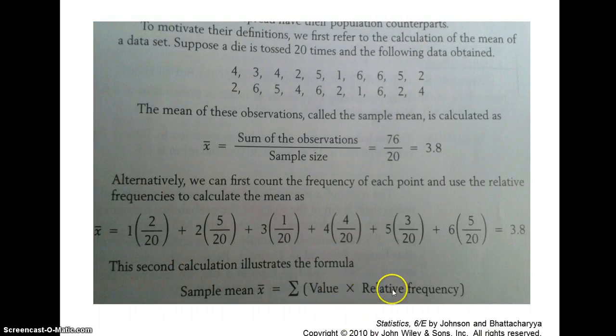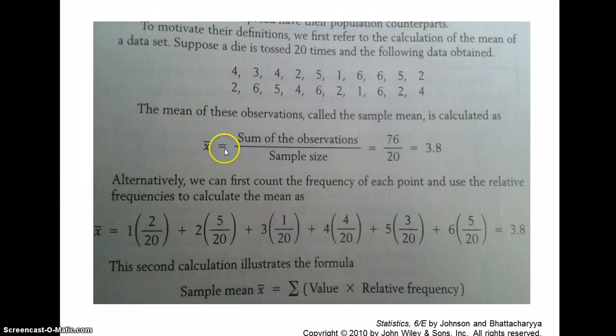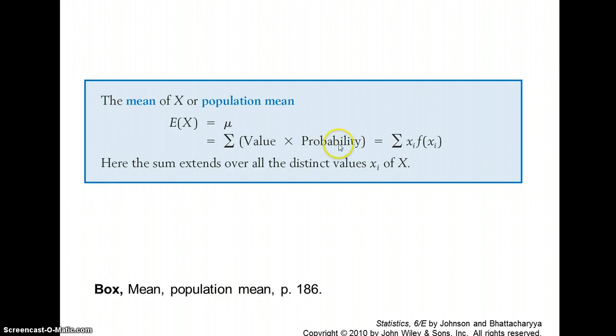Each value times its relative frequency, but in our case, it's the probability for the probability distribution. So value times probability, and adding up. It's very similar to the sample mean. This is for the sample mean: you have 20 numbers, each of them has a relative frequency, and you multiply the value and the relative frequency and add up. In our case, it's the probability, as if you're doing the experiment infinitely many times. So each value times its probability and adding up, very similar to that one.